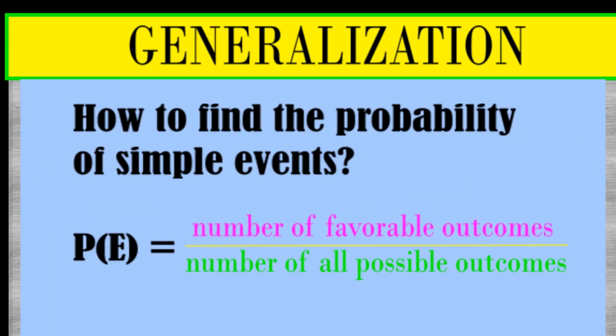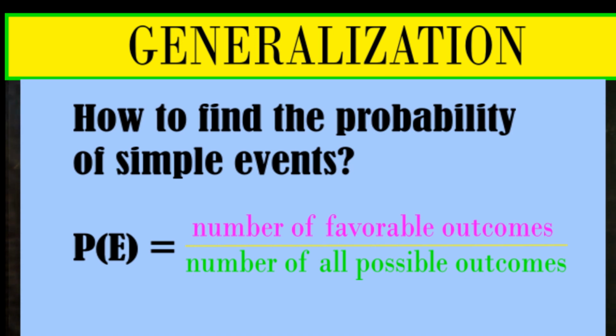So let's wrap it up. Let's have a generalization. Again, how do we find the probability of simple events and compound events? The probability of an event is equal to the total number of favorable outcomes over the number of possible outcomes. So this is our formula in getting the probability of an event.